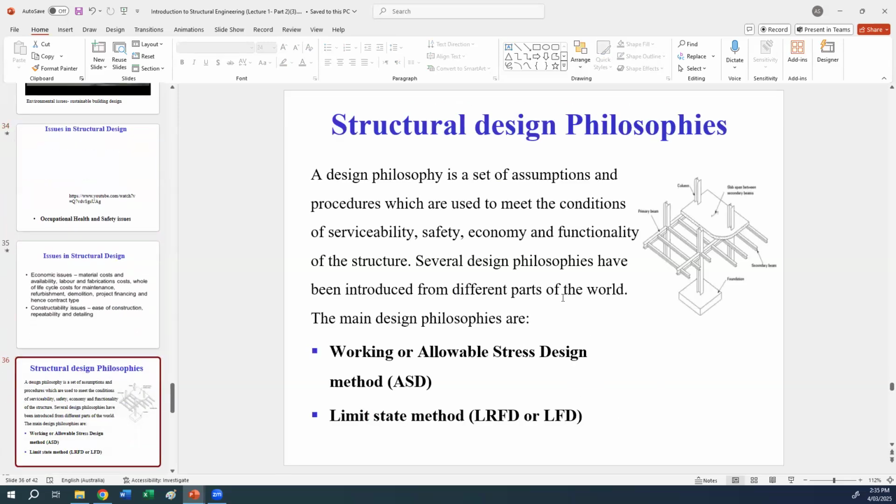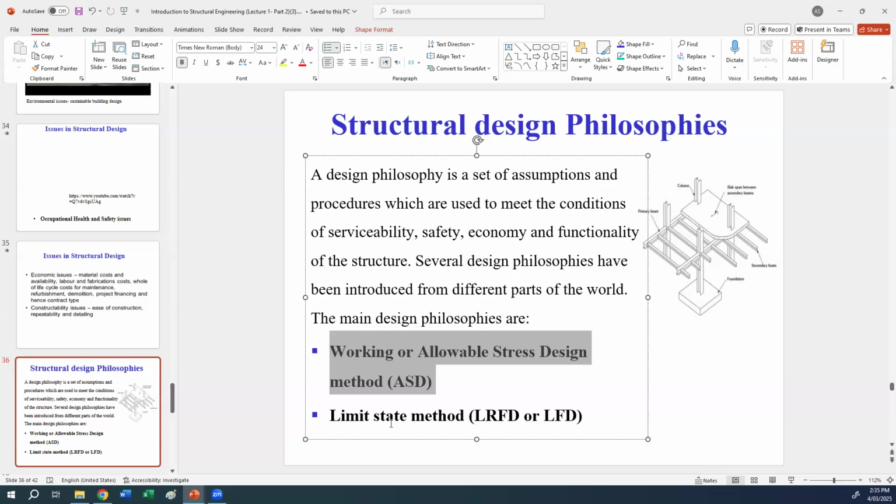And in this slide, we will start looking at the structure design philosophies. In real-life design, designers have two philosophies: the working or allowable stress design method and the limit state design method. Actually, we will not be using the first one. The one we are focusing on is the limit state design method, but this is just a comparison for your knowledge.